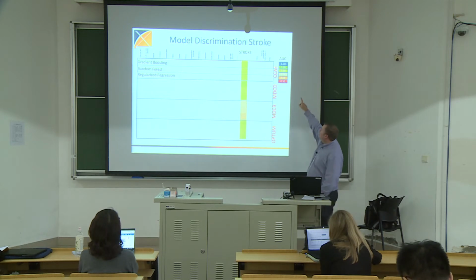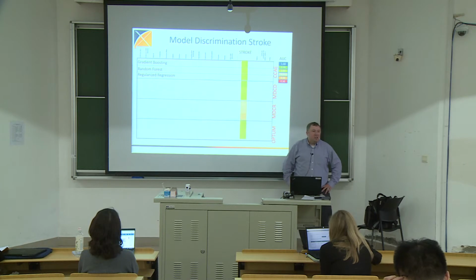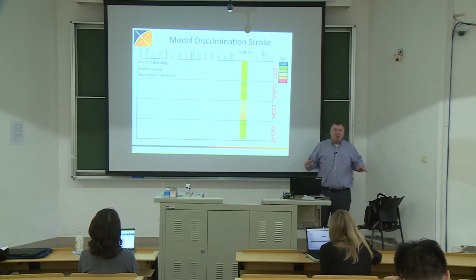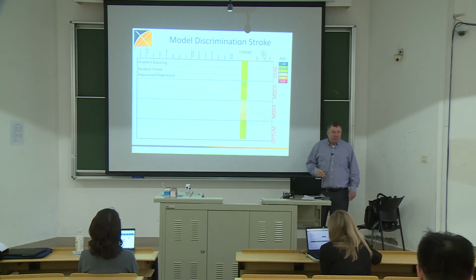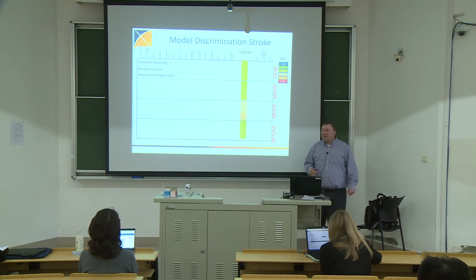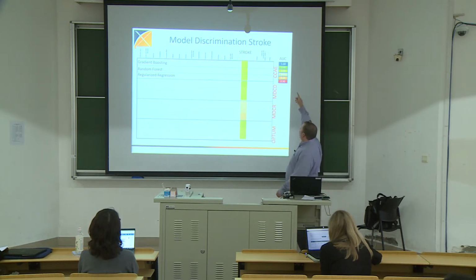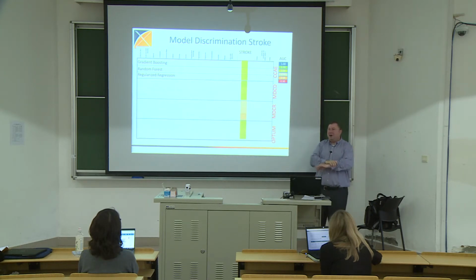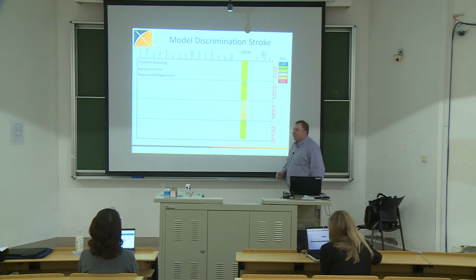And I've color-coded the performance from red is an AUC of 0.5, meaning it's no better than random guessing. So we wouldn't probably use that in clinical practice. All the way up to blue, which would be a perfect model, that we can totally know exactly what's going to happen to every single person.